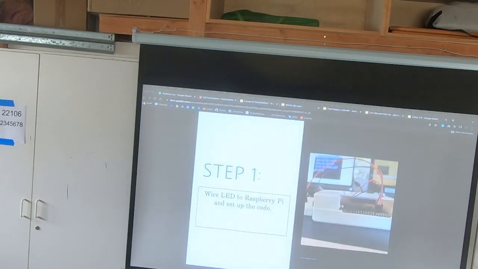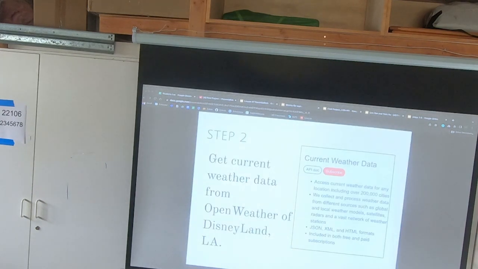So first we wired the LED to the Raspberry Pi and we set up the code. For step number 2, we're getting the weather data from OpenWeather of Disneyland LA. We use the current weather data of April 9, 2023, the date that we had code class last week. We're using current weather data because it's free.